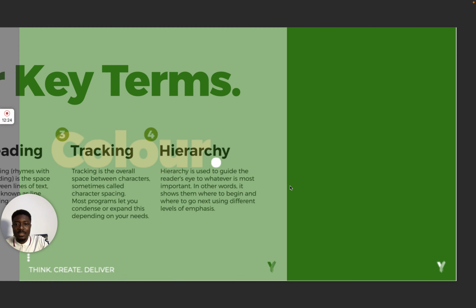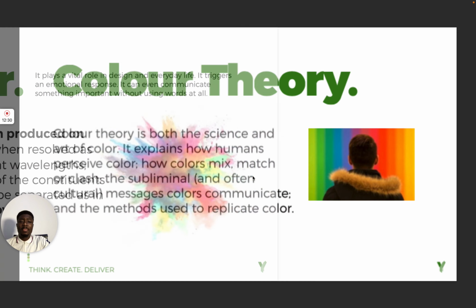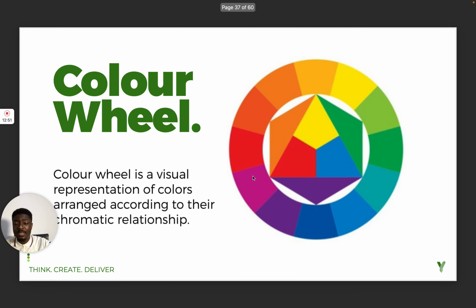All right. Now, color. Color is so vital. I said this before, so I'm not going to flog it so much because I mentioned it earlier on. I'm going to talk about color theory for a second. Color theory is both the science and the art of color. It explains how humans perceive color, how we mix color, and how we match or clash colors together. Now, color essentially communicates a message, and I mentioned that at the earlier part of this video.